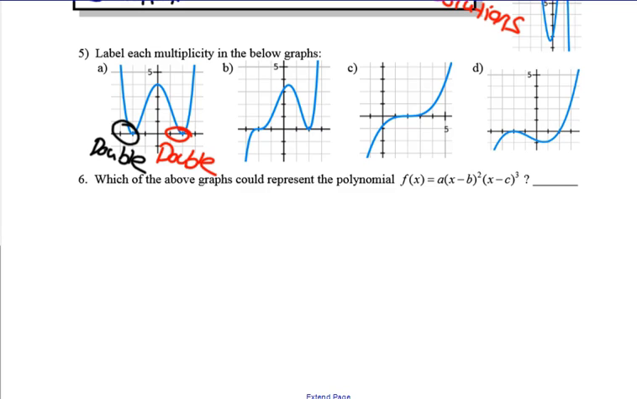You want to do the next one together? One more together? Okay, where do you see a root? Tell me the number. -2. And is that a single, a double, or a triple? It's a triple, yeah.